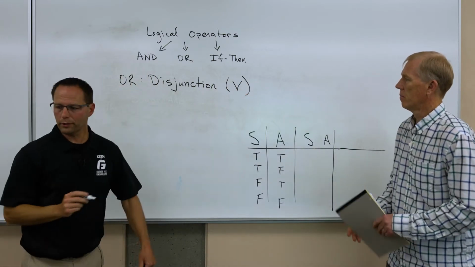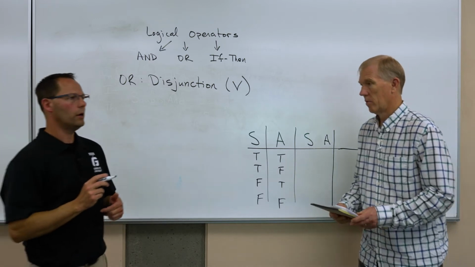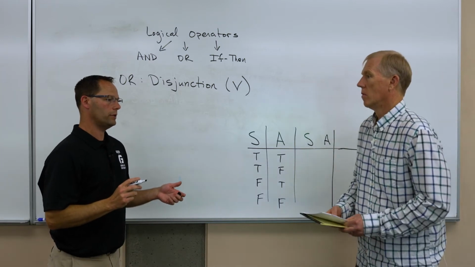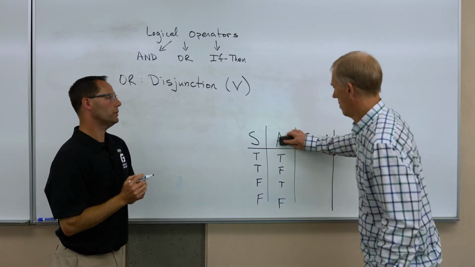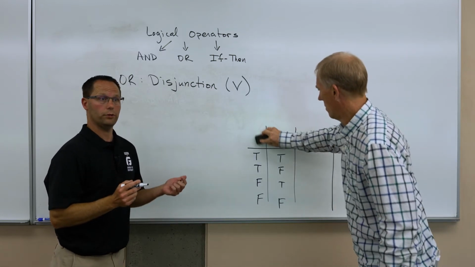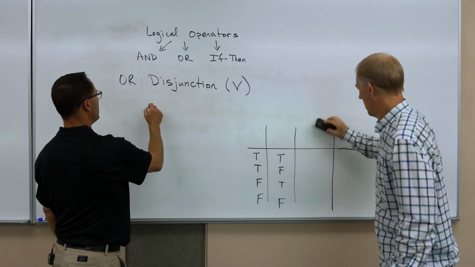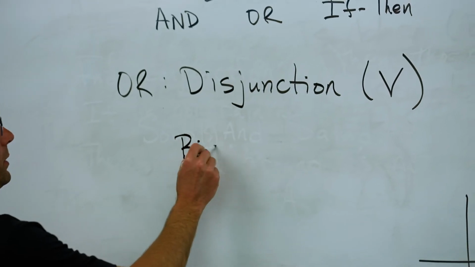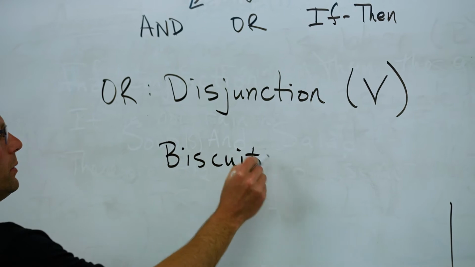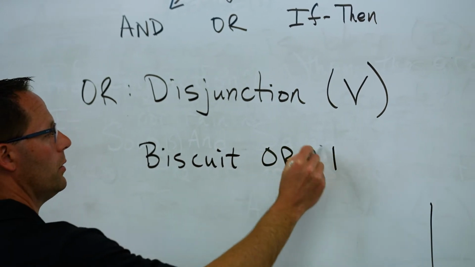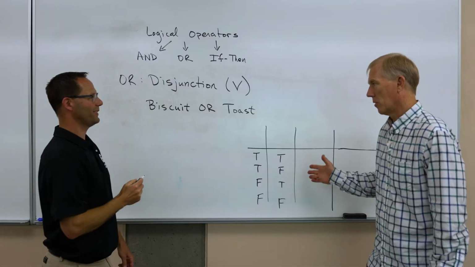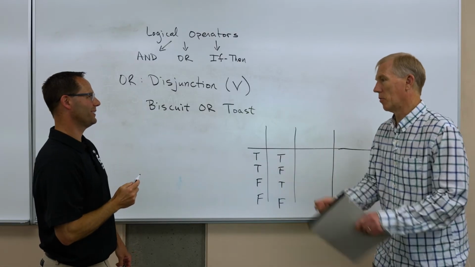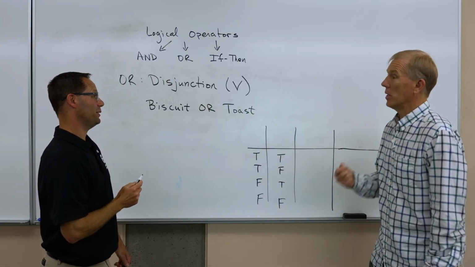So suppose we took an example. Let's say you are ordering breakfast, and just before the waitress leaves, she says, would you like a biscuit or toast with that? She just used an or. So we would say biscuit or toast. And I know what you're going to ask me. After the waiter or waitress walks away, delivered my order, did I get biscuits or toast?